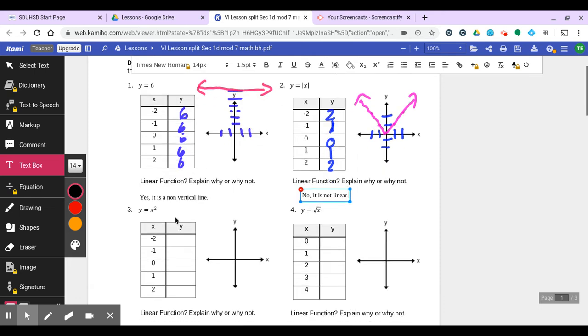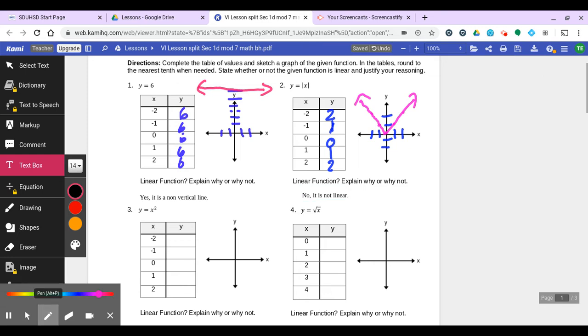Okay, number 3, we have y equals x squared. So -2 squared, -2 times -2 is 4. -1 times -1 is 1. 0 times 0 is 0. 1 times 1 is 1. And 2 times 2 is 4. So here I have to grid it out: 2 on the left and right, 4 up.